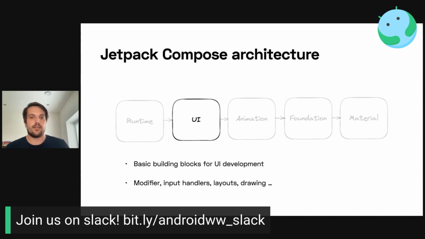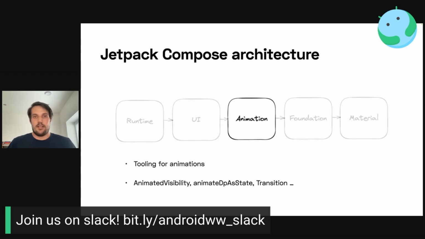Next layer is UI. This is the basic building block for UI development. There you basically define how your UI will work, how it will be drawn, how it will communicate with the underlying platform. In case of Jetpack Compose, it will be mainly Canvas, or in some cases, native Android views, thanks to interoperability of the whole system. Next layer is animation. It contains all the things related to animation. So basically, when your components move, it's very probable that you are using something out of this layer.